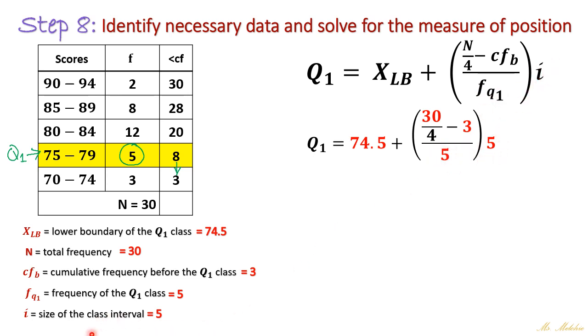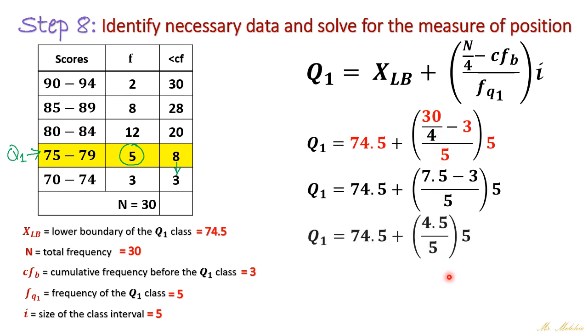And of course, you proceed with simplifying. You process first those inside the parentheses. So 30 divided by 4, so 7.5. And then after that, 7.5 minus 3, you will have 4.5. Then 4.5 divided by 5, you will have 0.9. Next, you multiply it with 5 and you would have 4.5. And lastly, you combine it with 74.5.